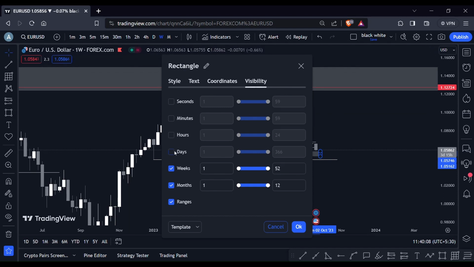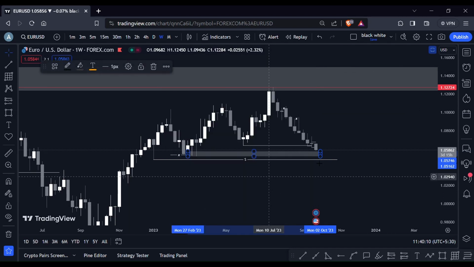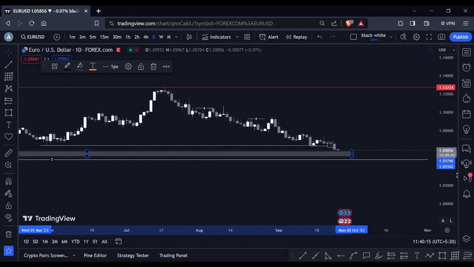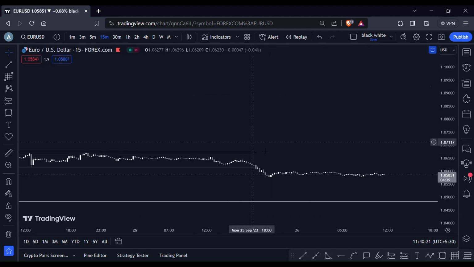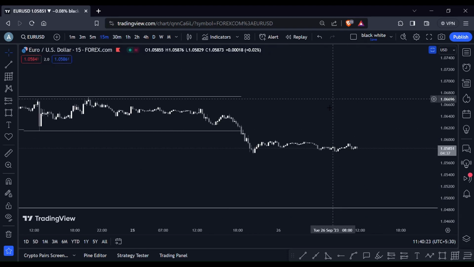So let's make it to the daily also. And okay, daily will do. So here we are. We made a flip zone over here. Let's move to the 15 minutes for a better picture, since we don't have much in the chart left.